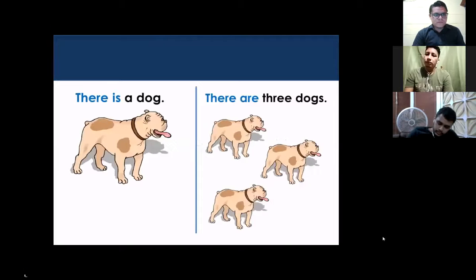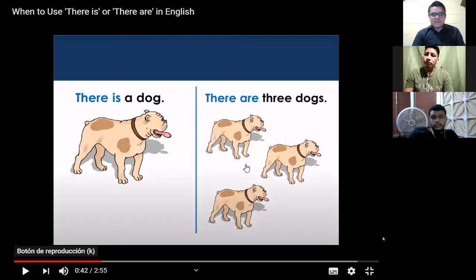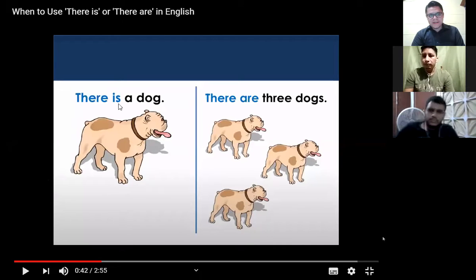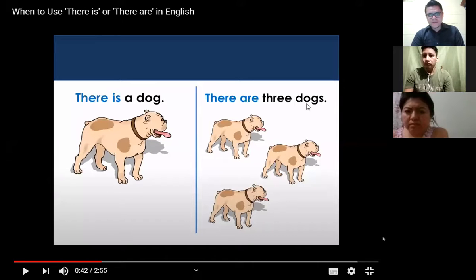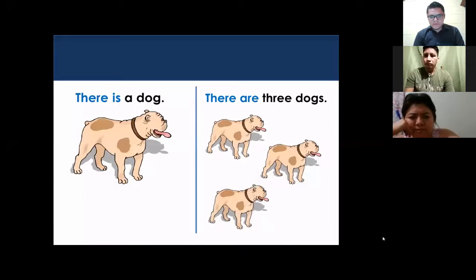Let's look at some examples. There is a dog. So look at this picture. Singular, plural. Right here you have just one dog, but right here you have three dogs. So in this case you use there is a dog, but in this case you say there are three dogs. There are three dogs. More than one.